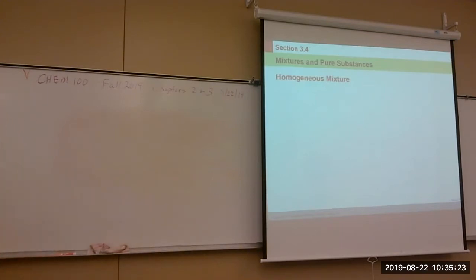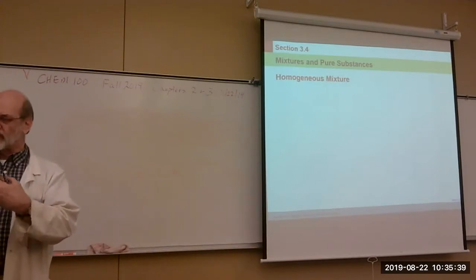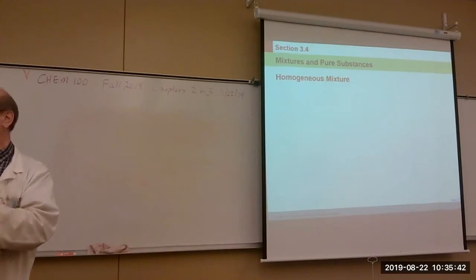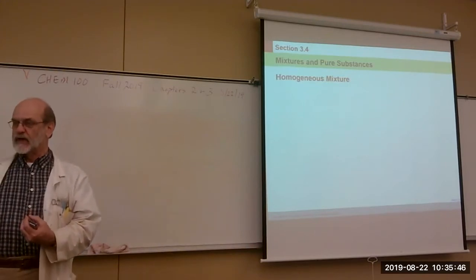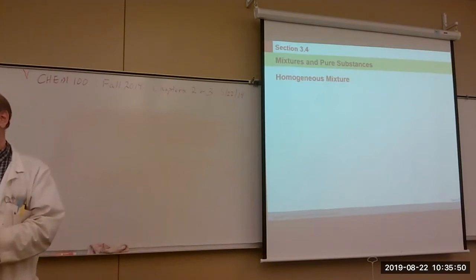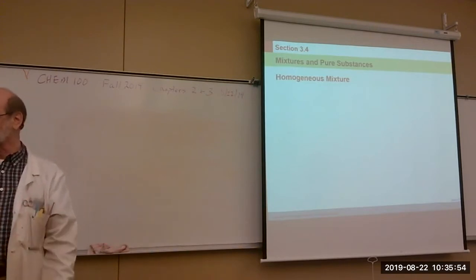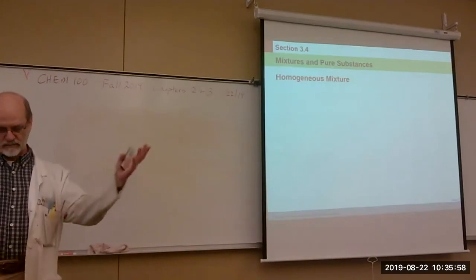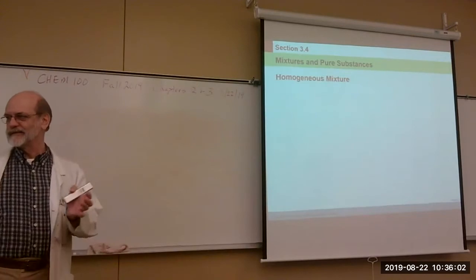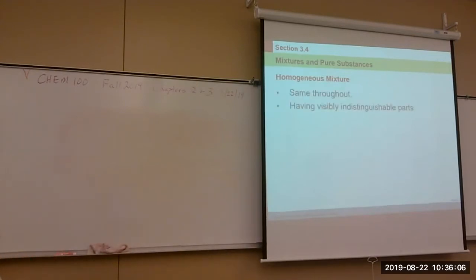Okay, two types of mixtures. If the mixture is such that you can sample from any place in the mixture, and the ratio of the pure substances is always identical, that's a homogeneous mixture. Another name for homogeneous mixture is solution. An example of a solution would be salt water. You put salt in water, where'd it go? It's in solution. It's the same throughout. You cannot distinguish one part of the solution from the other, or one homogeneous mixture from the other, as far as its ratio of pure substances.